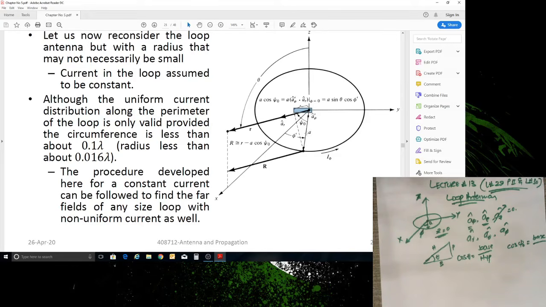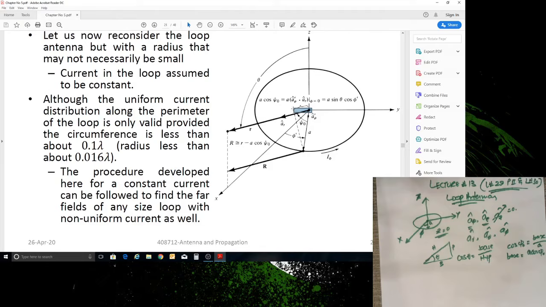So this hypotenuse is nothing else but the radius of the loop. So this is a. So the length of the base is nothing else but a cos of psi naught. So that's why this capital R is nothing else but small r plus this length, and this length is nothing else but a cos of psi naught. So this is how we actually approximate capital R.